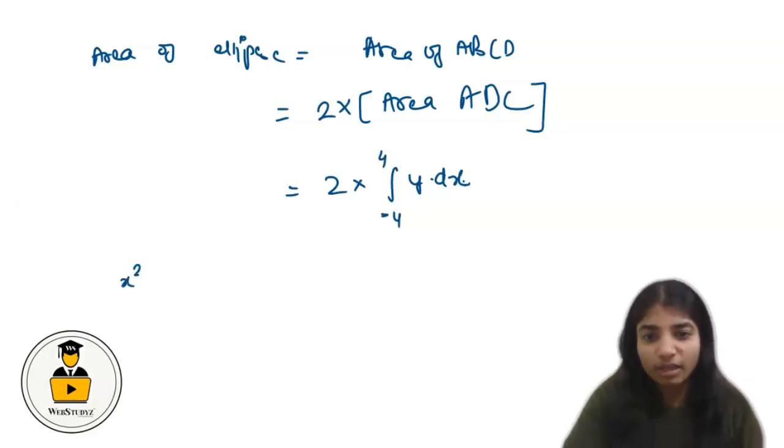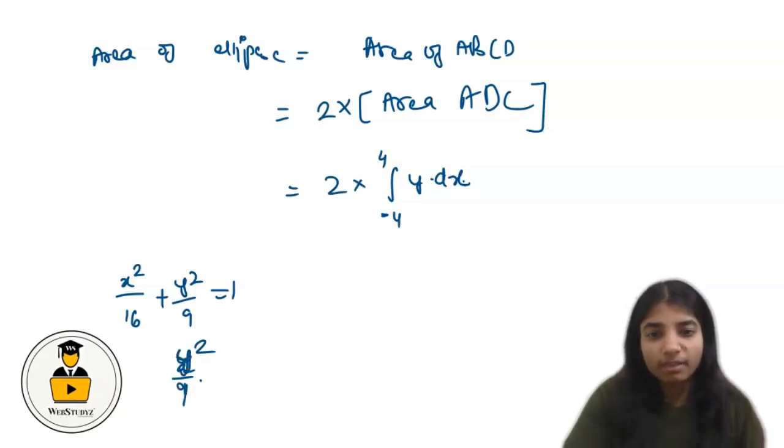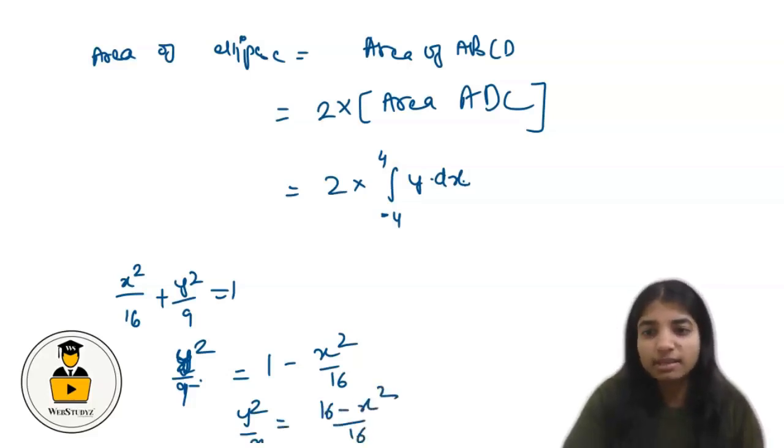We have the equation x square divided by 16 plus y square divided by 9, which is equal to 1. So we can write this as y square divided by 9 is equal to 1 minus x square divided by 16. So from here we can say that y square divided by 9 is equal to 16 minus x square, divided by 16. We are going to find out the value of y. So we can say that y square is equal to 9 divided by 16 multiplied by 16 minus x square.